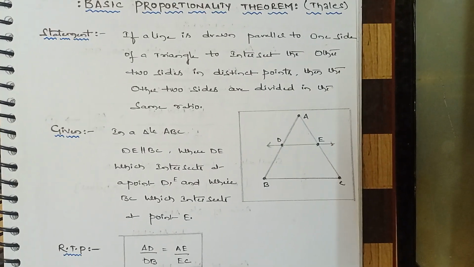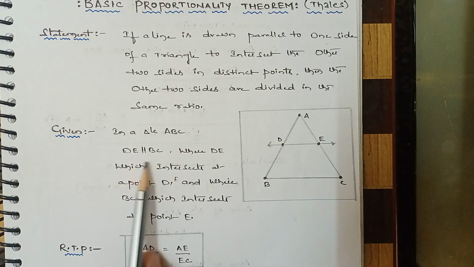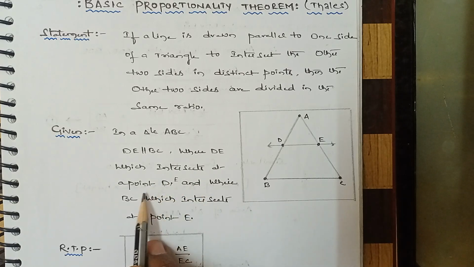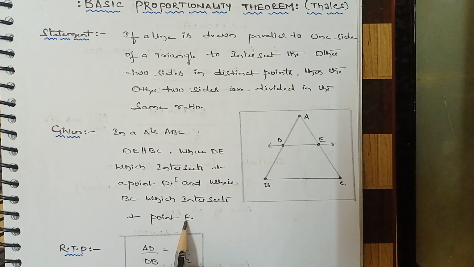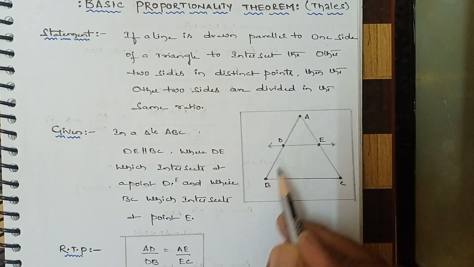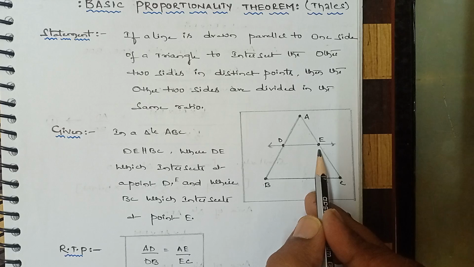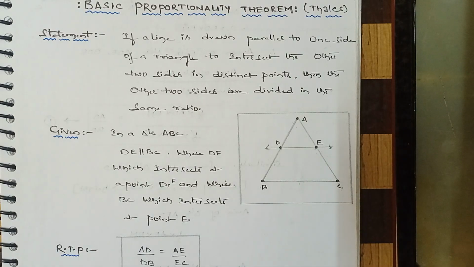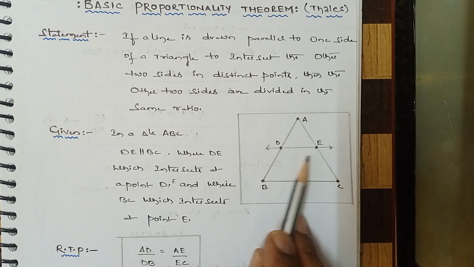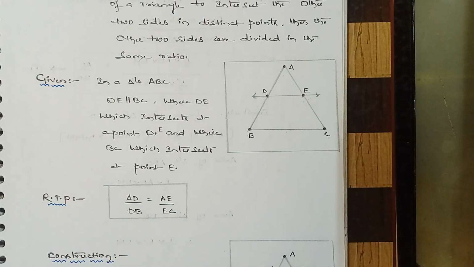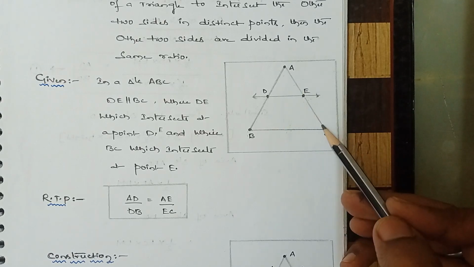Now write down what is given in the question. In triangle ABC, DE is parallel to BC, where DE intersects AB at point D and intersects the line segment AC at point E. Now we need to prove that AD by DB is equal to AE by EC. That is what we need to prove.